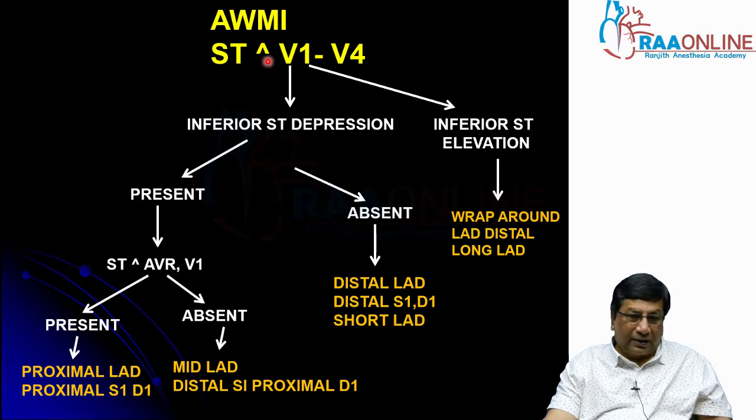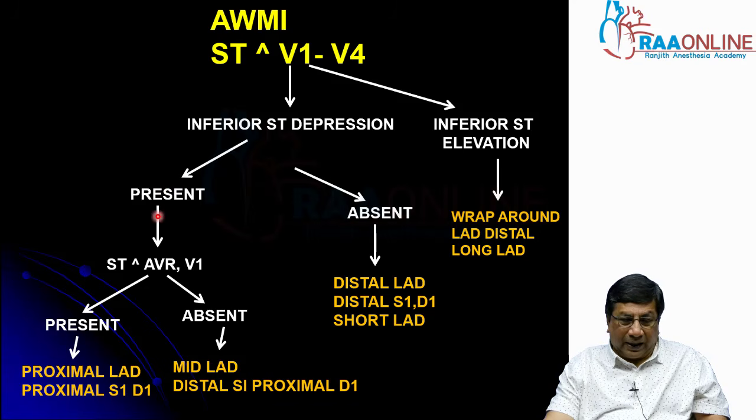So let us sum up the things in anterior wall infarction. Whenever there is ST elevation in V1 to V4, immediately look at the inferior leads. If there is inferior ST segment depression, you are dealing with either a proximal or mid-LAD lesion. Then to decide between a mid-LAD or proximal lesion, look at two leads, AVR and V1. In the presence of inferior ST segment depression, if you have ST elevation in lead AVR and V1 ST elevation is more than 2.5, you are dealing with a proximal LAD, which is proximal to the first septal branch and first diagonal branch.